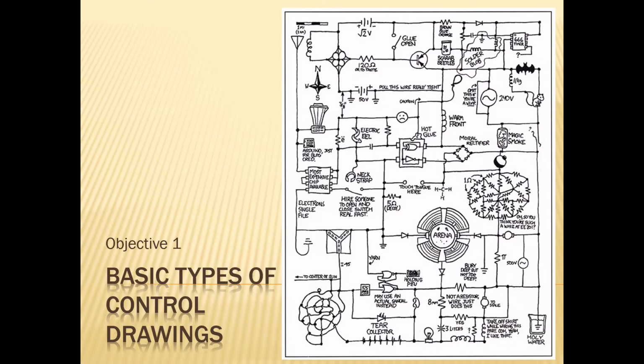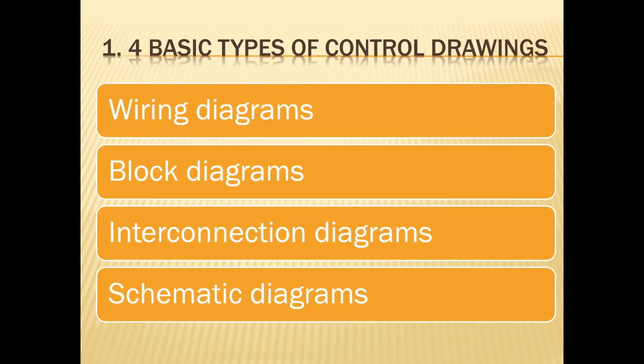Let's start with objective number one and look at the four basic types of control drawings that we have. A very important skill set that we have is to be able to read electrical drawings. It's very important for us to be able to accurately define what's inside these drawings and identify everything that's within them in order to properly analyze and troubleshoot circuits. So we're going to be looking at our wiring diagrams, block diagrams, interconnection diagrams, and our schematic diagrams.